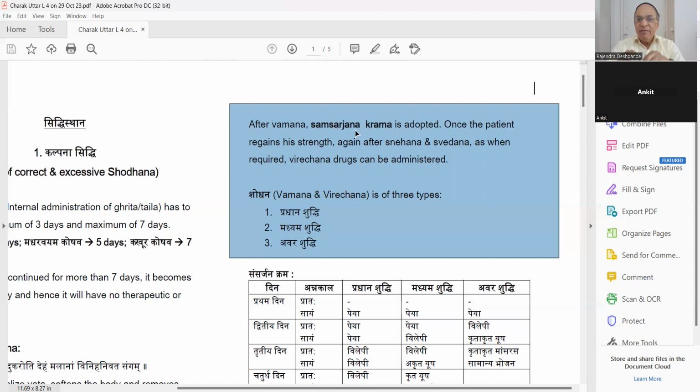Sansarjanakrama is diet advice and lifestyle advice, basically related to food. After giving Vamana or Virechana, what diet should be taken? Once the patient regains strength, after Snehana and Svedana again, and as required, Virechana drug can be administered. That means if after Vamana, it is not done in practice.